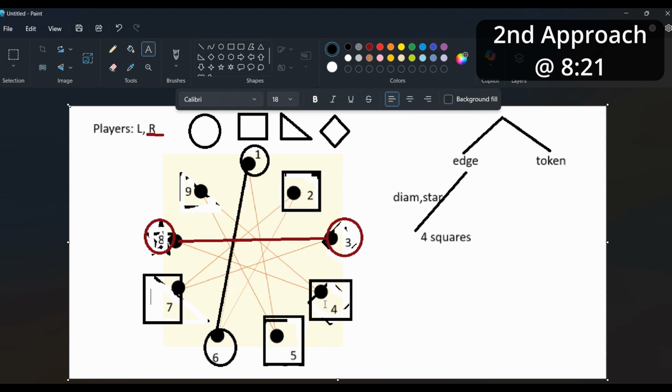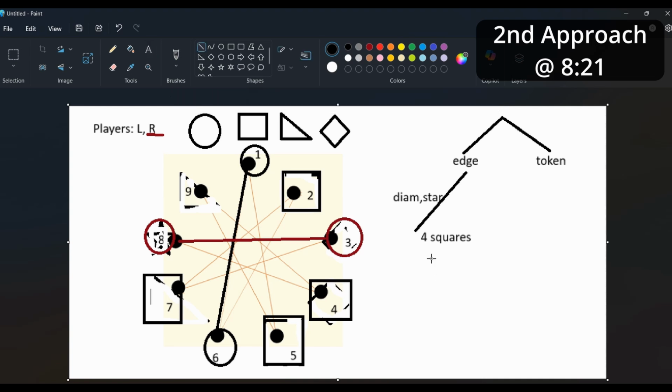Okay, wait. I think there's a way for L to win here. Now, if L plays 4, then it will win, 4 or 5. Let's say L plays 4 and then R plays this edge. L can end up with this edge and win. L plays 4 and then let's say R plays anything. Let's say L plays 2. L can play 7. R will have to play the 5 or 9. And then L is left with the last token.